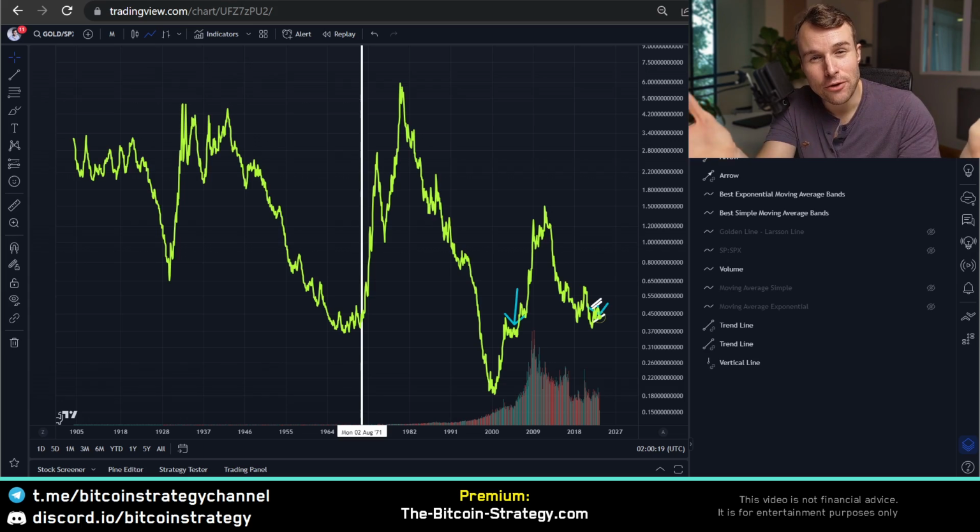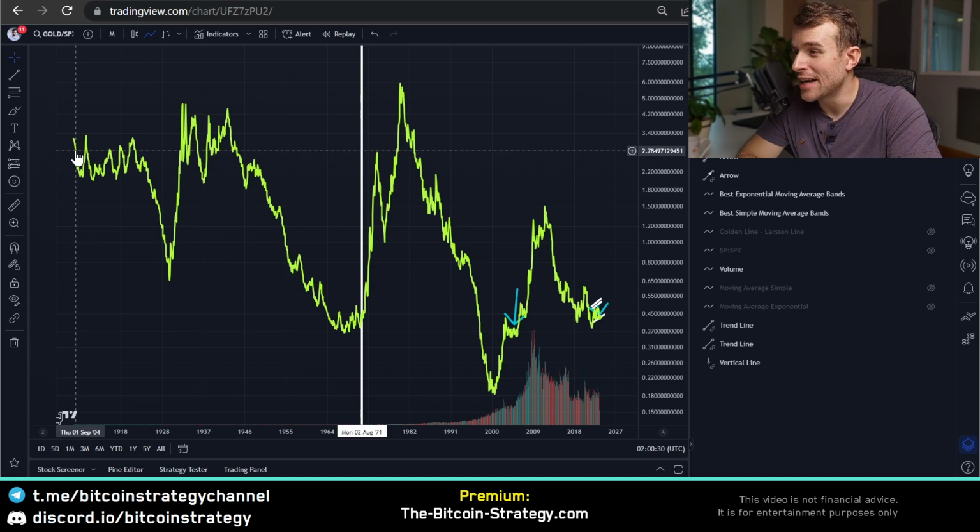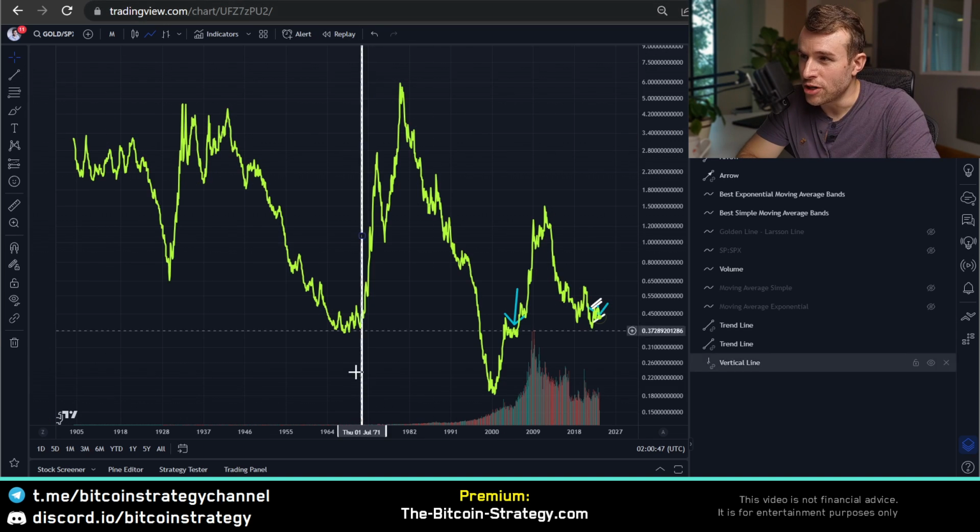This chart is even longer in duration. And again, it's a chart you likely have never ever seen before. It starts in September of 1904, so that's almost 120 years of data. There's a vertical line here. This is Bretton Woods. There's a little arrow over here. This is an ETF launch. That chart is the gold price denominated in the S&P 500 price. So gold divided by SPX.